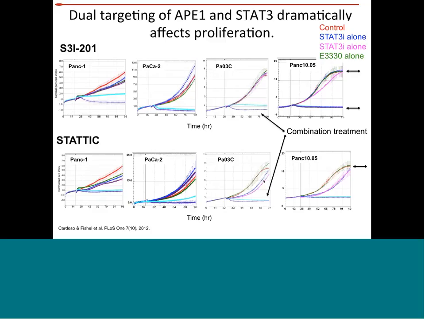These were all done using the xCELLigence system, and these are 4 different pancreatic cancer cell lines. These 2 are well-established ones that you see in the literature quite a bit, and these are the low-passage patient-derived lines from Johns Hopkins University. The red in these panels is control, so those were treated with vehicle only. The blue is the STAT3 inhibitor alone. That's either S3I or the Stattic. The pink, again, is another higher dose of the STAT3 inhibitor alone. And then E3330 alone is the green.